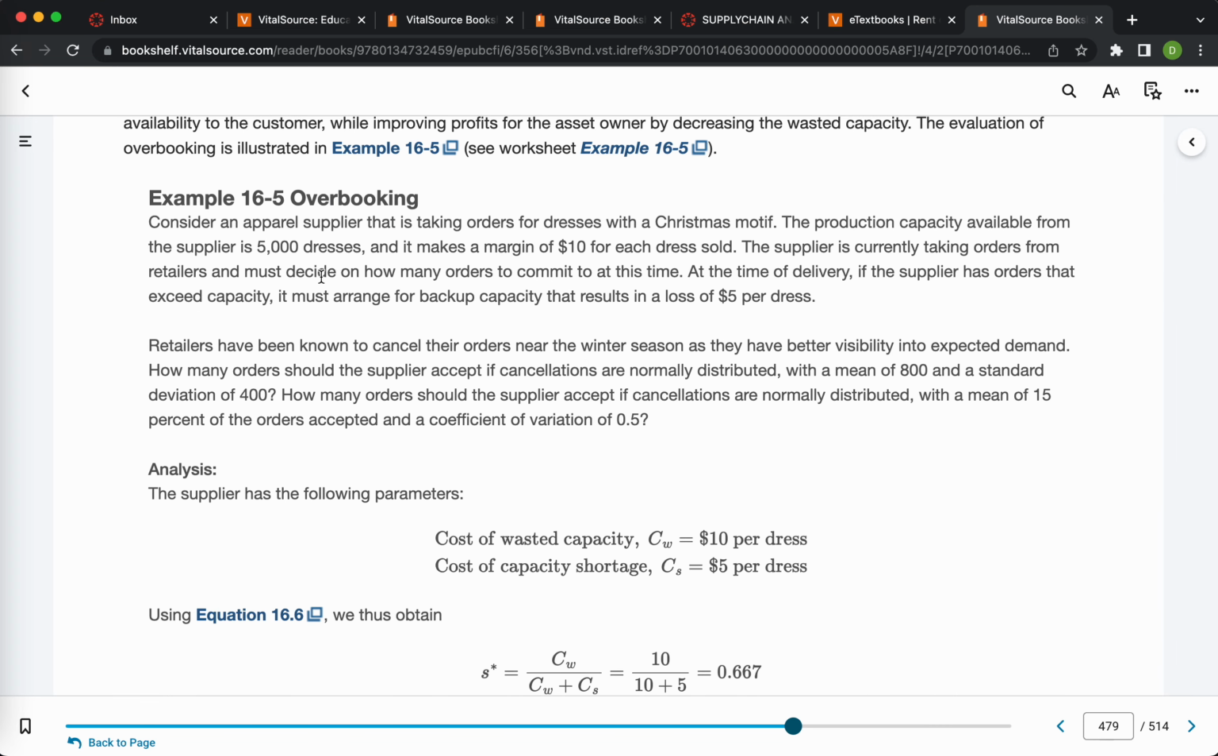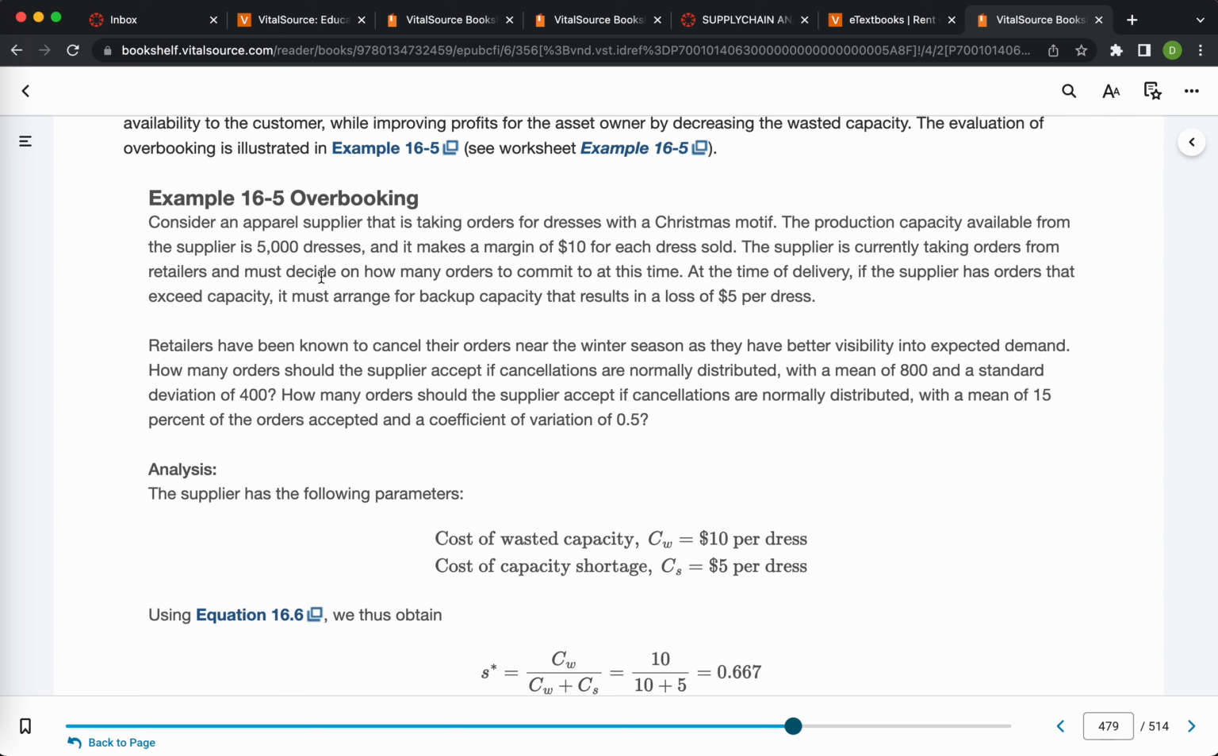So let's consider an apparel supplier that is taking orders with a Christmas motif. The production capacity available for the supplier is 5,000 dresses, and they have a margin of $10 for every dress. So basically, that is the price they're selling minus the cost. That's how much money they are making per dress, right? The supplier is currently taking orders from retailers and must decide on how many orders to commit to at this time. At the time of the delivery, if the supplier has orders that exceed capacity, it must arrange for backup capacity, which results in a loss of $5 per dress.